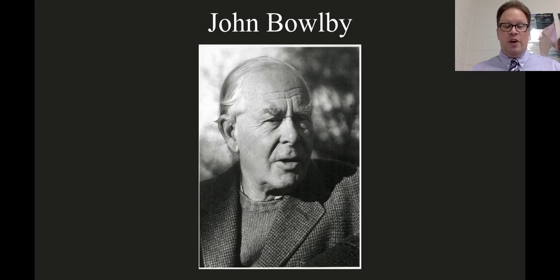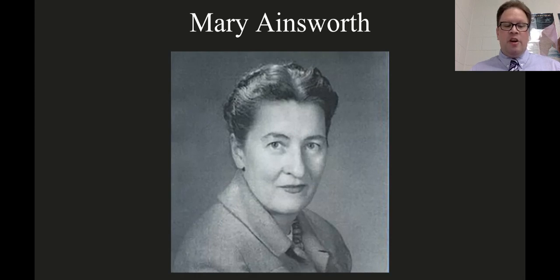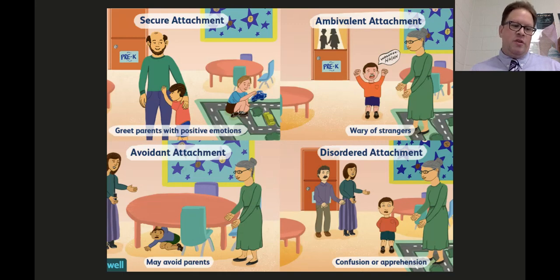Building off Bowlby's attachment theory, developmental psychologist Mary Ainsworth conducted a study where young children were put into a strange situation where they were separated from their mother by a barrier or put in a place alone, some type of unfamiliar room. So just something that was a strange situation. So the child's responses to the strange situation fell into two main categories, reflecting either secure attachment or insecure attachment.